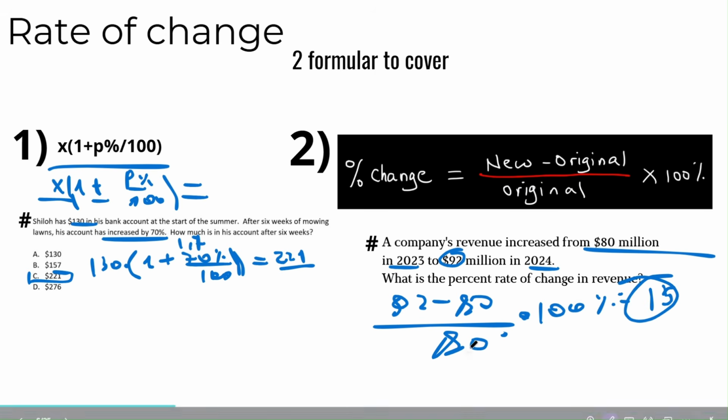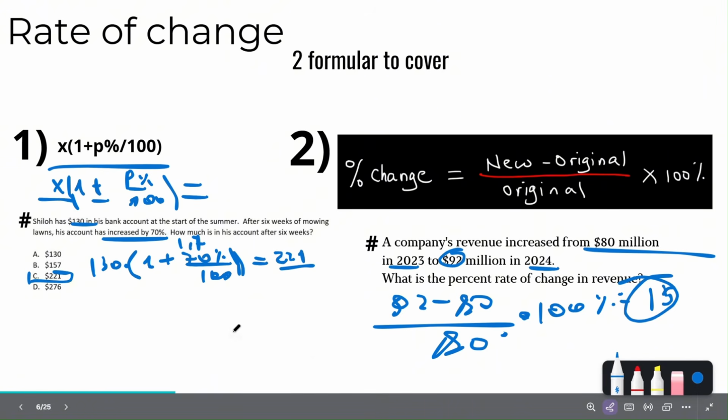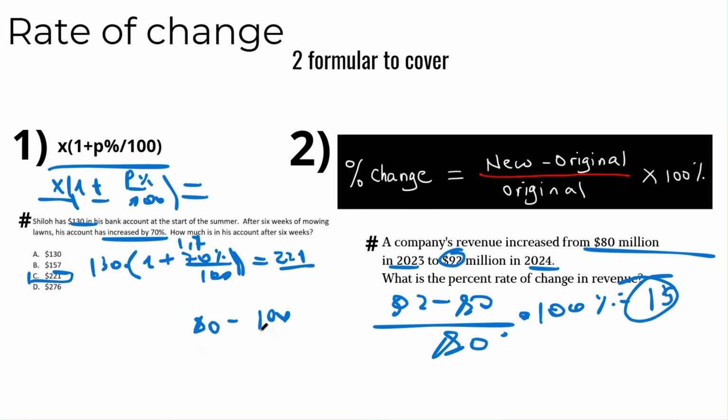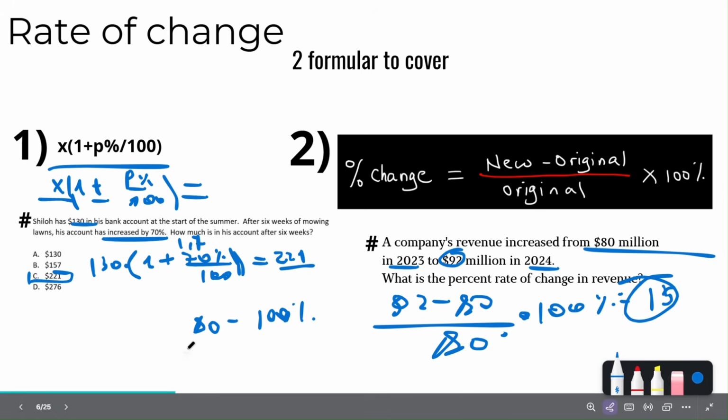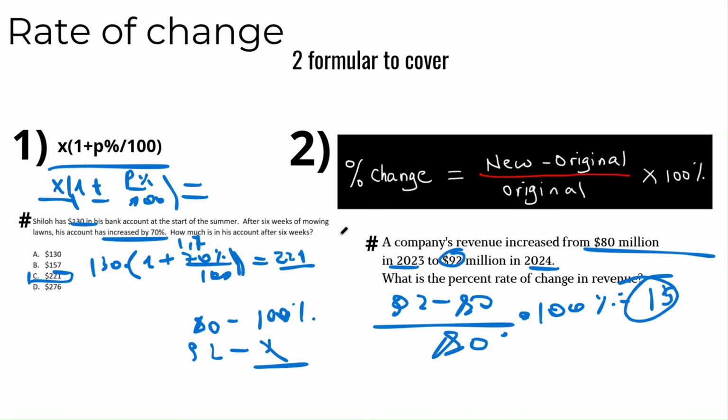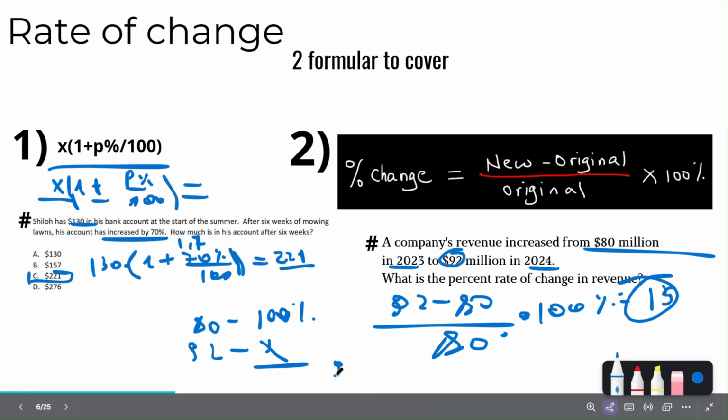You could also use the method of proportion, as we talked about in previous slides. For proportion, 80 is 100%, and 92 is x%, because we have to find the rate of change. If you cross multiply, we'll get 92 times 100, basically 9,200 over 80.